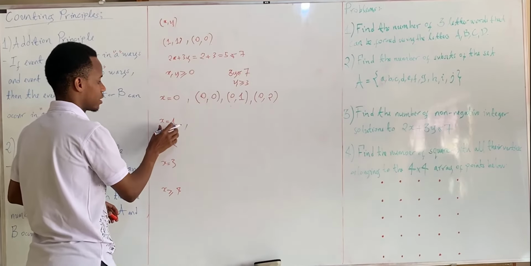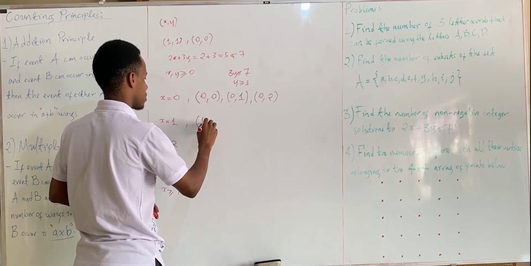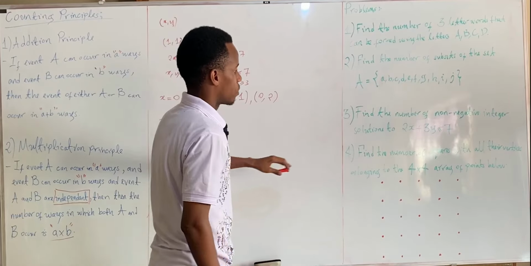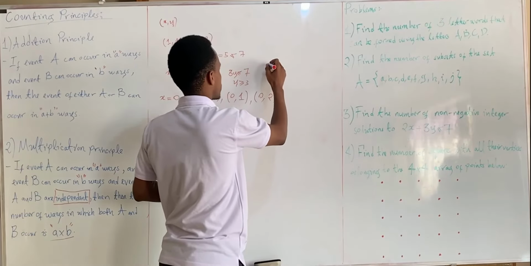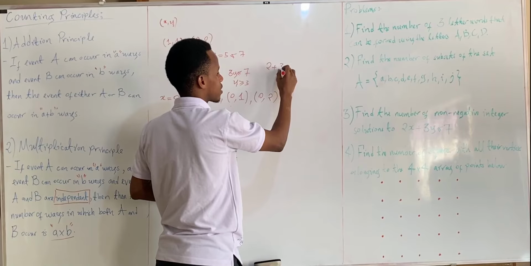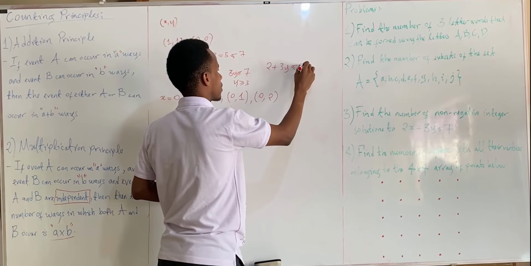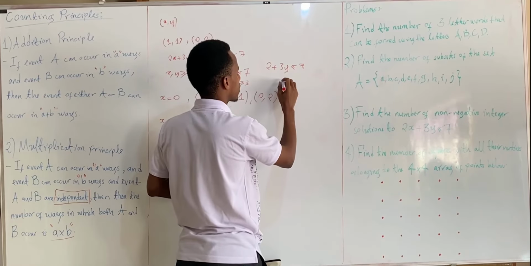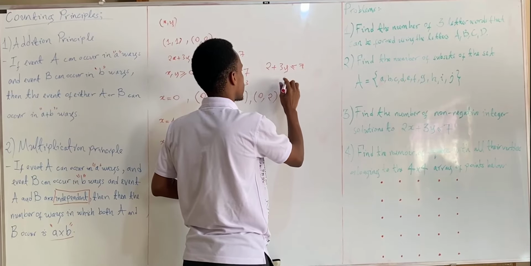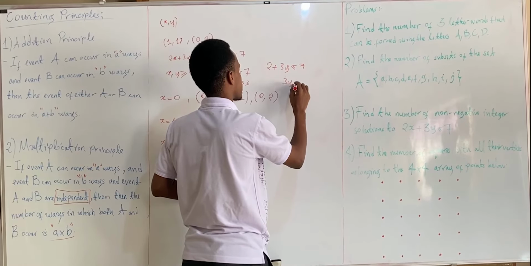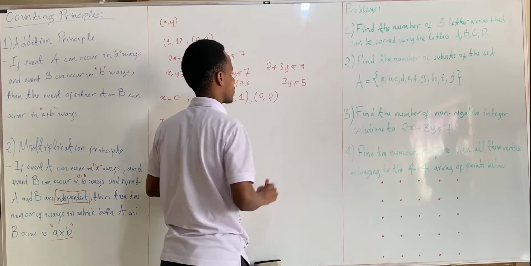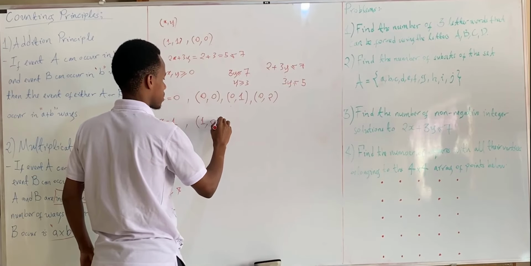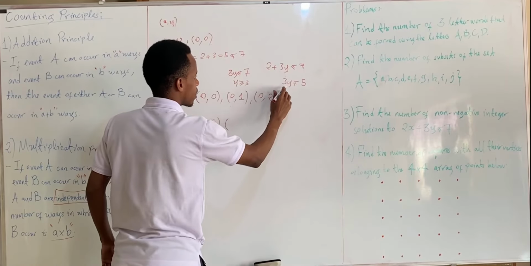So we move to the second event, for which x is 1. We look at the possible values of y in this case. When x is 1, the inequality becomes 2 plus 3y is less than or equal to 7. You can simplify it a bit, subtract 2 from both sides, and you get 3y is less than or equal to 5. Again, y can be 0 because 0 is less than or equal to 5. y can be 1.